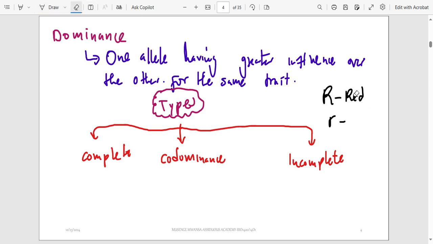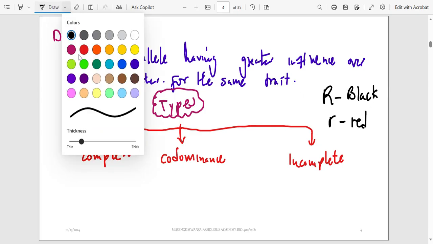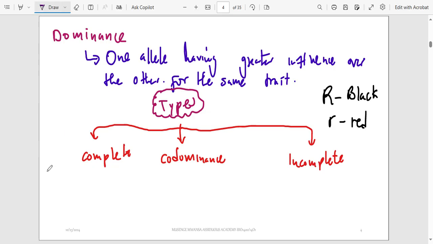Now let me swap them because black is supposed to be dominant. Remember, when you use a capital letter, it means that trait is dominant. If we use a small letter, that trait is not dominant, it is recessive. So if I have capital R and another capital R, because capital R is representing black, the organism is going to be black, whether it's complete dominance, incomplete dominance, or whatever kind of dominance, because you are using the same allele and that allele is dominant.